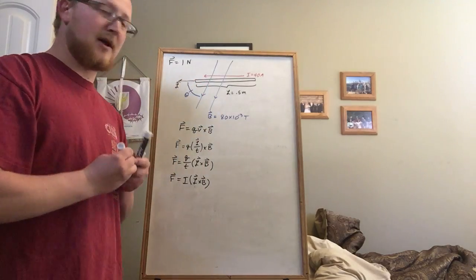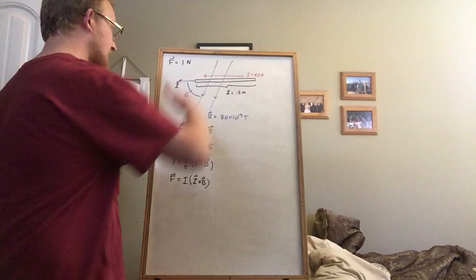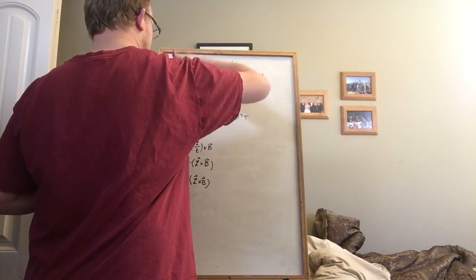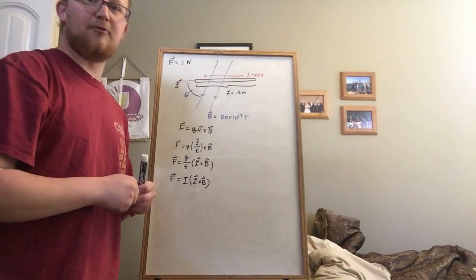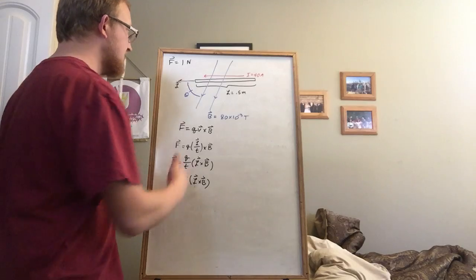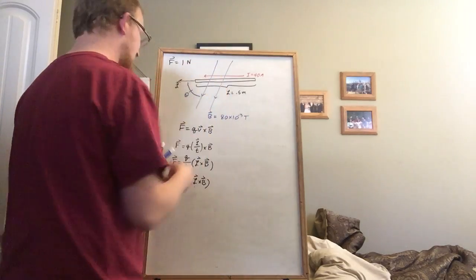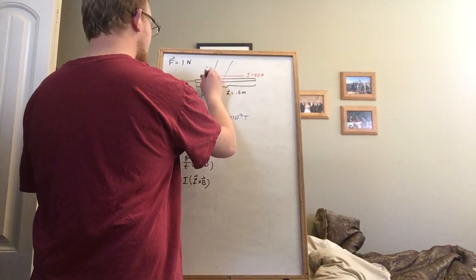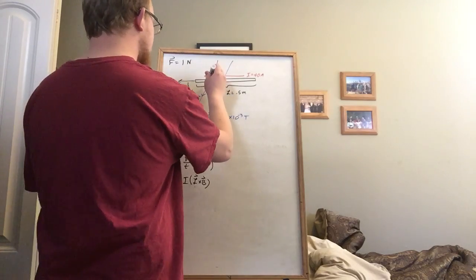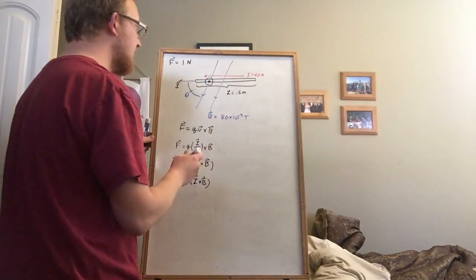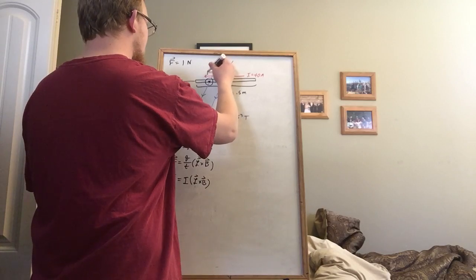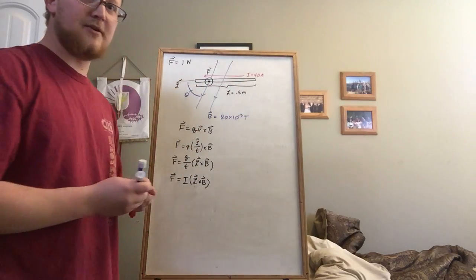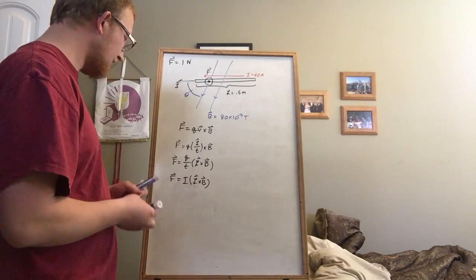And that's what the cross product does. We're going to take L cross B, and that's going to give us our direction of the force using the right hand rule. So the force here is coming out of the board. We can indicate that with a circle with a dot in it, and that's going to be our force of 1 Newton coming out of the board.